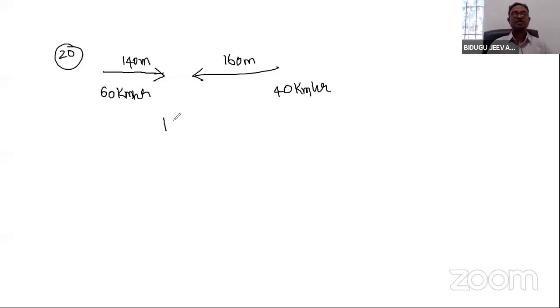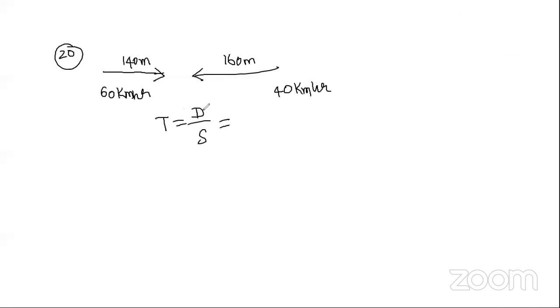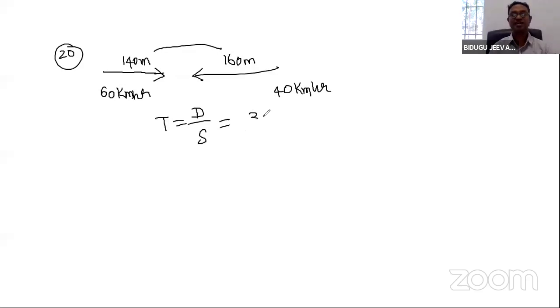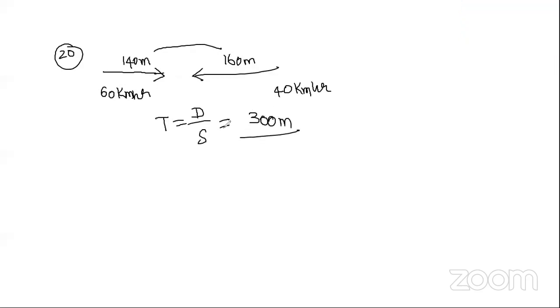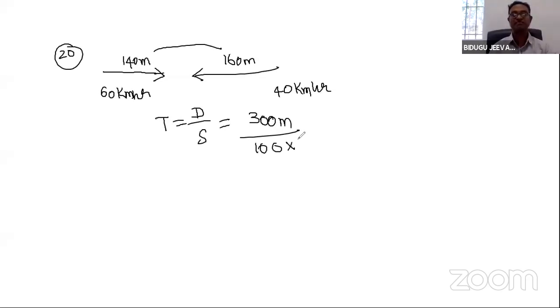Beautiful. Time is equal to distance by speed. Can you please tell me what distance is to be considered? Come on. Both the trains' distance, difference or addition? I said very clearly, in all cases, distances must be added. Great, 300 meters. Speeds must be added as well, that is 100 kilometers per hour. Let me convert with 5 by 18. Is it clear, all of you?